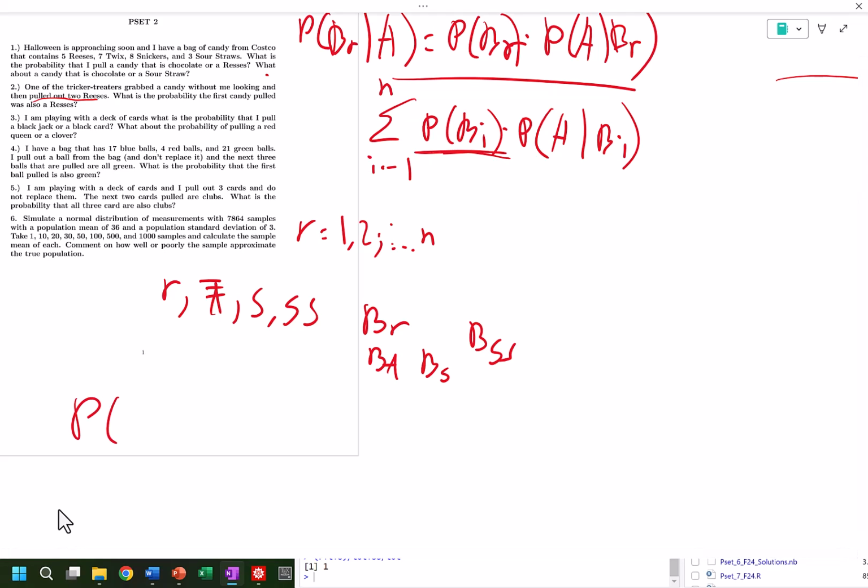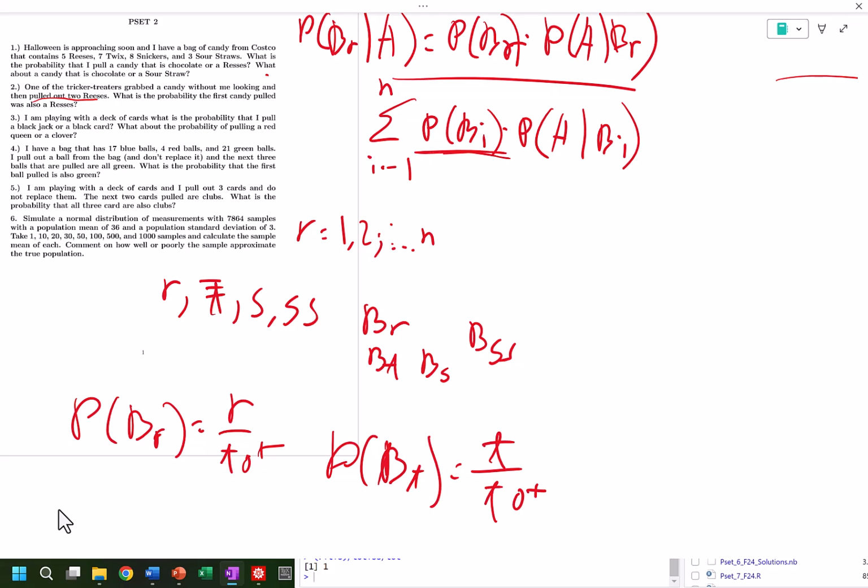So what is the probability that I pull a Reese's? Again, this is the question: the first candy pulled was a Reese's. So before any conditional event has occurred, basically before we then pulled out these 2 other Reese's, that would just be my Reese's over tote. What's the probability that I pulled a Twix? It's just going to be Twix over tote. What about the probability B of Snickers? It's just going to be Snickers over tote, et cetera.